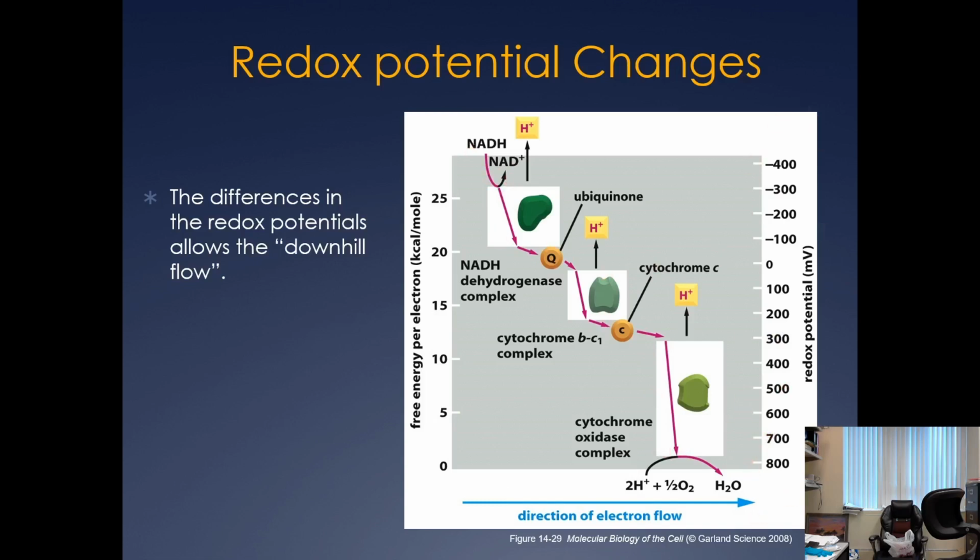You don't really have to memorize this. Just really appreciate the downward flow of electrons from a really net negative redox potential down to a more positive redox potential. And here's the free energy per electron as it's traveling down, right? And there's NAD, and the electrons go from NADH through the NADH dehydrogenase complex onto ubiquinone, and then into the cytochrome BC1 complex, eventually onto cytochrome C, and then into cytochrome oxidase, and eventually onto oxygen to produce water.